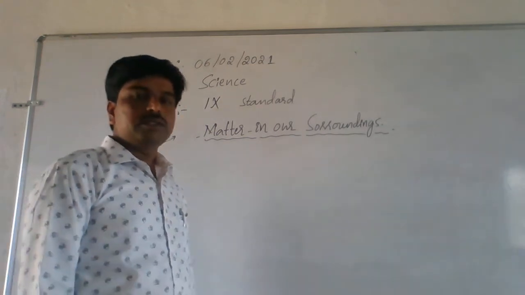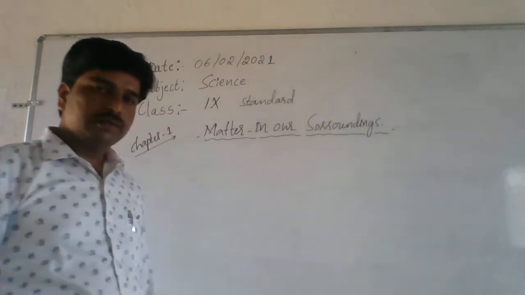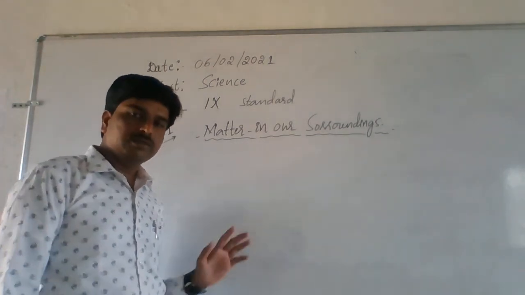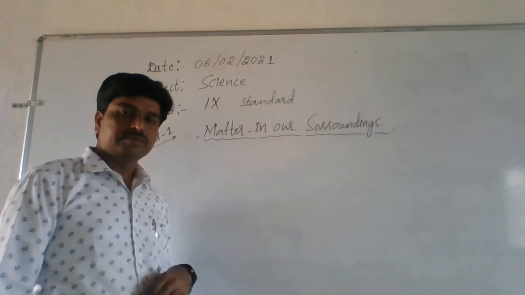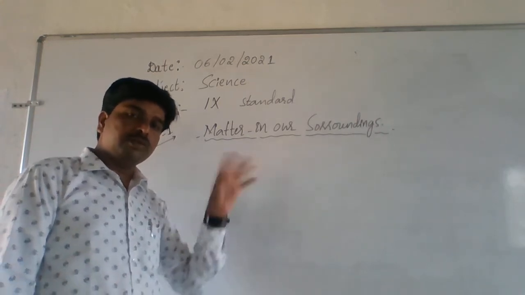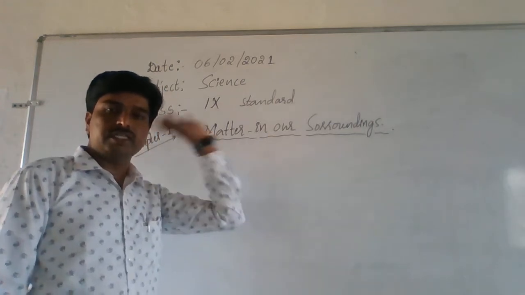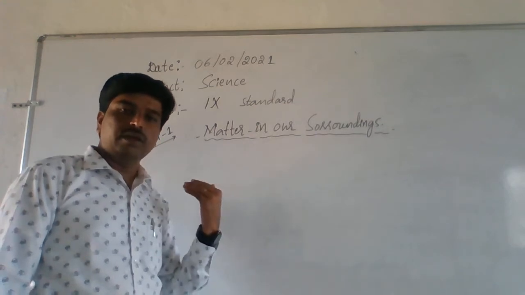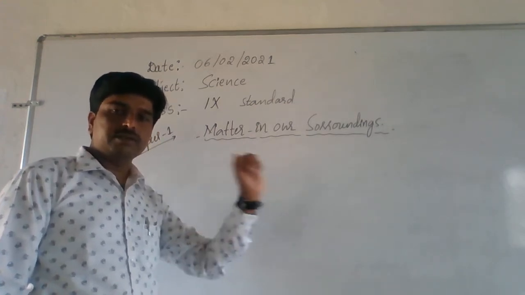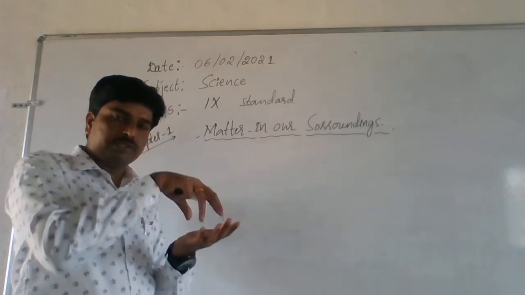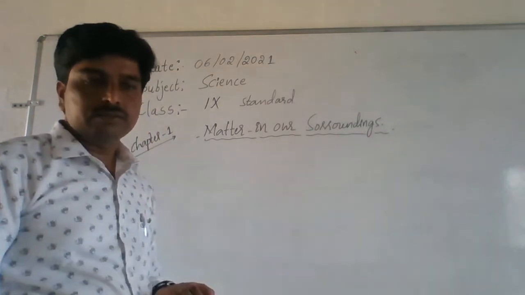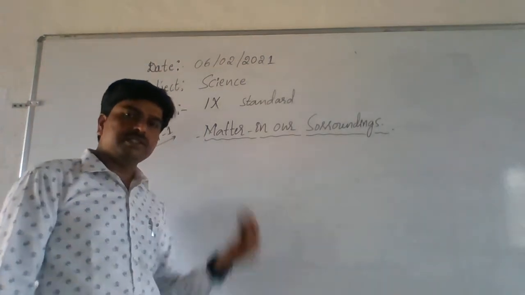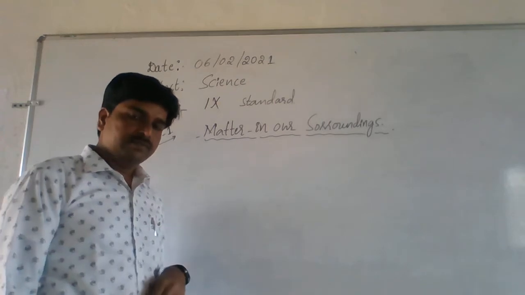So what is matter? Already you know, anything that occupies space and has mass, that we call matter. What you see in your surroundings, the materials, everything is considered as matter. It may be your door, bench, your bag, your pen, anything you see is called matter, because all things occupy space and they have mass. If anything occupies space and has mass, just say it is matter.